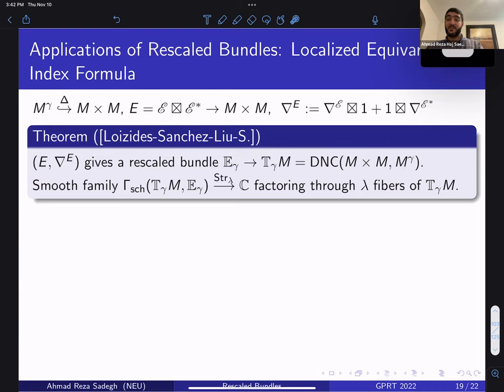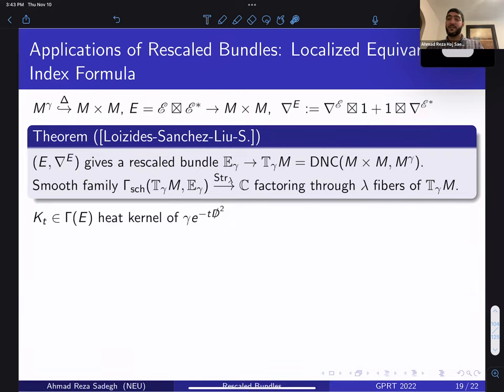And I have to say this, finding such super traces is actually very challenging. It's not because everything about this construction isn't very functorial and easy to prove, just using general rescaled bundle language. But finding the super traces in different contexts is actually very, very tricky. I'm going to give you another example later, and you're going to see why it wasn't at all trivial. So anyway, it comes with this smooth family of super traces.